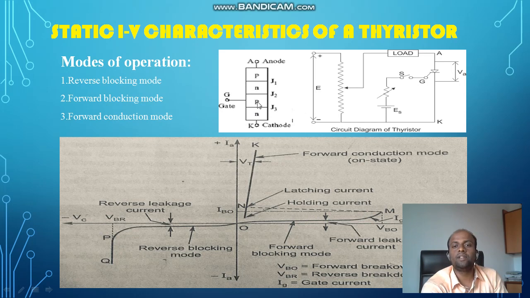Then the NP junction, which is reverse biased, gets forward biased when you give the gate pulse to this particular terminal. Then, as J1 and J3 are already forward biased and conducting, and this was reverse biased, the whole device will start conducting. This is how the device conducts, and that conduction is called the forward conduction mode.